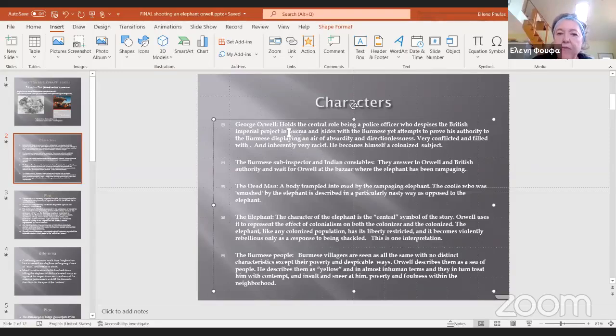So George Orwell is, of course, a police officer, and he's working for the British government. He has a central role. We come to understand, now remember, this is 10 years after, that he despises the project in Burma. He sides with the Burmese people, who, by the way, are not a monolith. As you probably are aware, the country of Burma, as it is today, is comprised of something like 80 or 90 different ethnic groups. But let us call them the Burmese people.